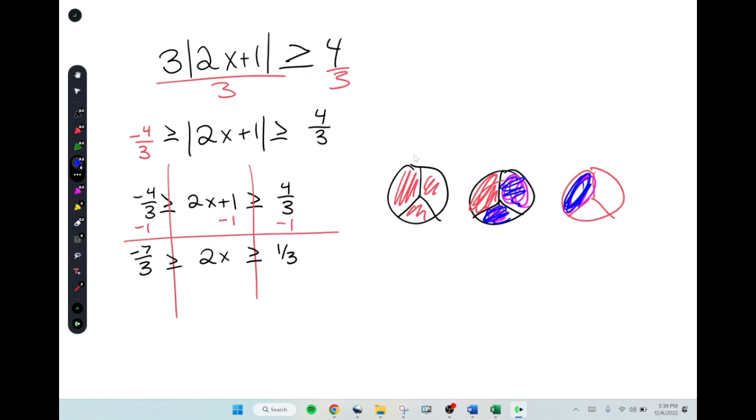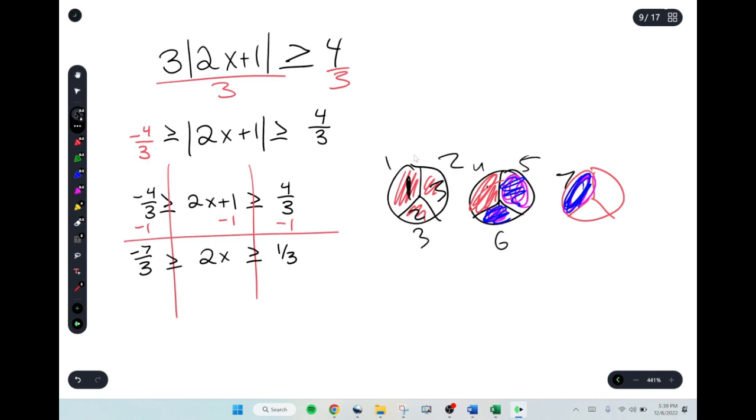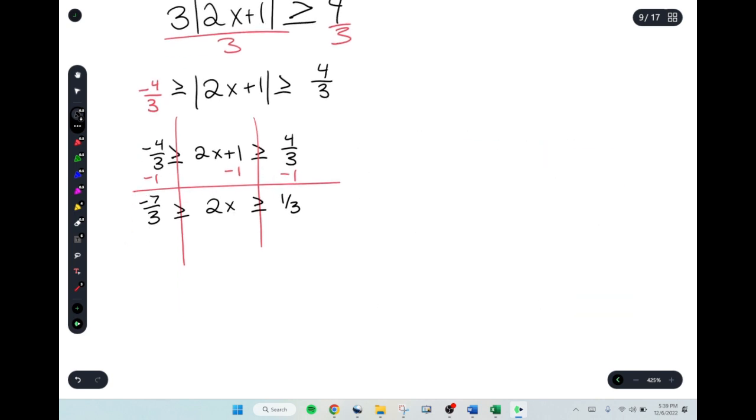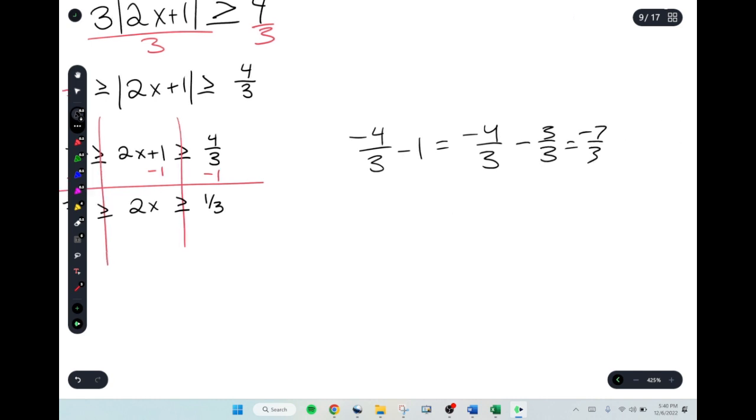Tell me the number. 7. 1, 2, 3, 4, 5, 6, 7 out of. Still, the bottom is just the number of pizza slices. There's your negative 7 out of 3. I stole 4, and then I stole another pizza. If you don't like thinking about it that way, here you go. Negative 4 over 3 minus 1 is the same thing as negative 4 over 3 minus 3 over 3, which is negative 7 over 3. If you like adding and subtracting.